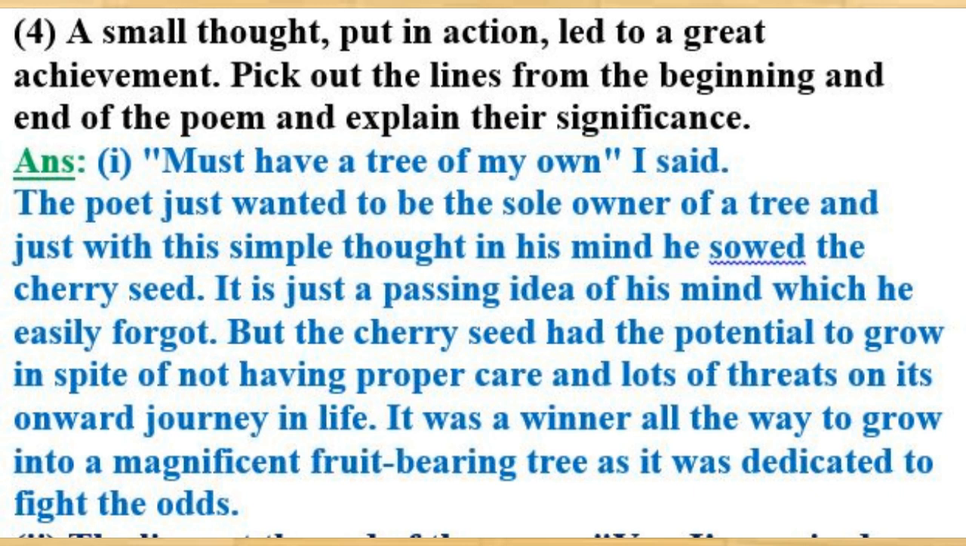Next sentence, a small thought put in action led to a great achievement. Pick out the lines from the beginning and end of the poem and explain the significance. Answer 1. The line is, must have a tree of my own, I said. Explanation, the poet just wanted to be sole owner of a tree, and just with this simple thought in his mind, he sowed the cherry tree seed. It is just a passing idea of his mind, which he easily forgot.